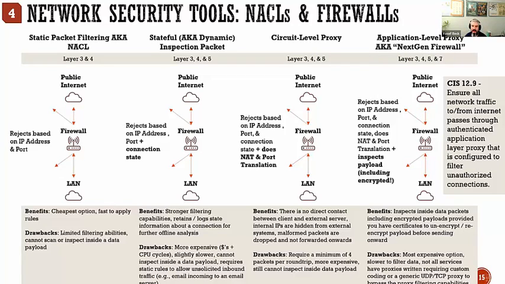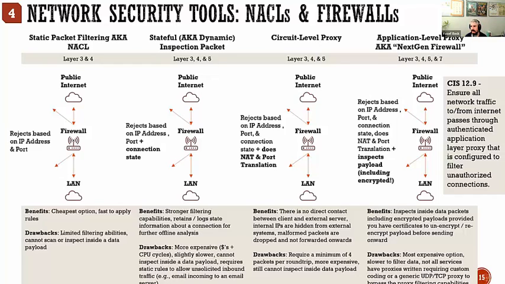They can see your public IP address. They can't see the internal IP addresses. Also, it's dropping any malformed packets and not forwarding it on. It takes longer. It has to repackage the headers of any traffic coming through. And so it's going to take a minimum of 4 packets per round trip in order to send data in and out. And it also still cannot inspect inside that data payload.